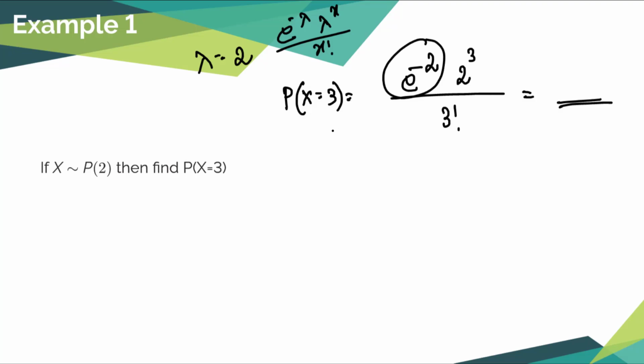Now, in most of the cases, the value of e to the power something is given in the question itself, right? You will be given the value of e to the power anything. If not, you can use any standard calculator and you can find out the value of e to the power minus 2, right? So e to the power minus 2, 2 to the power 3, that means 2 cube will be 8 and 3 factorial will be equal to 6. 8 into e to the power minus 2 over 6.